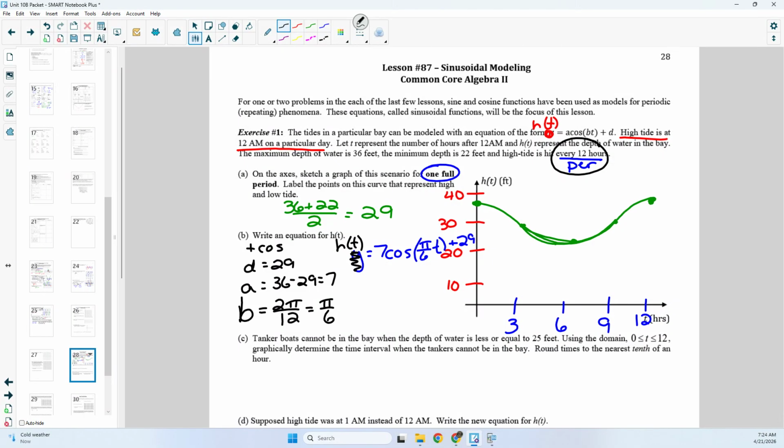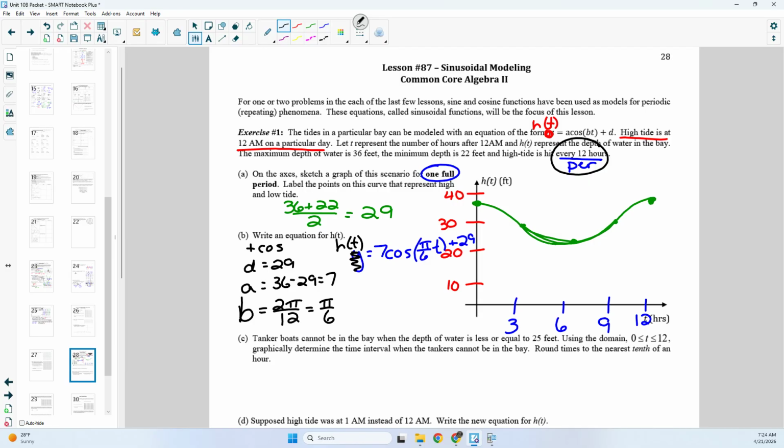So from here, we might have a follow-up question that has something to do with the graph. So this one says, tanker boats cannot be in the bay when the depth of the water is less than or equal to 25 feet. Using the domain 0 to 12, so that's what we have on our graph, graphically determine the time interval when the tanker boats cannot be in the bay. So basically, if the water's too shallow, they can't be in the bay.